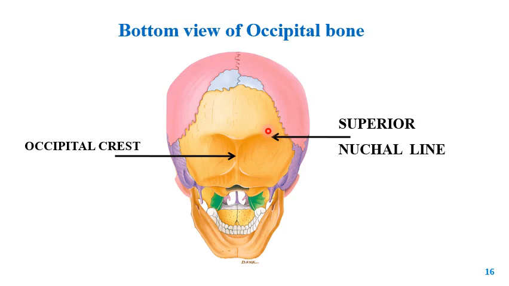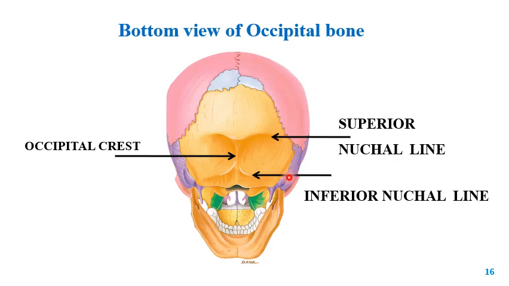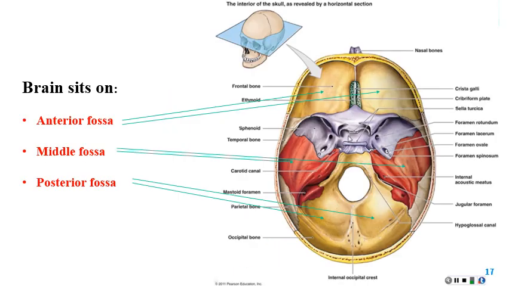Okay, let's see here. So you have two other landmarks here besides the crest. You have here the superior knuckle line, and then you have the inferior knuckle line.